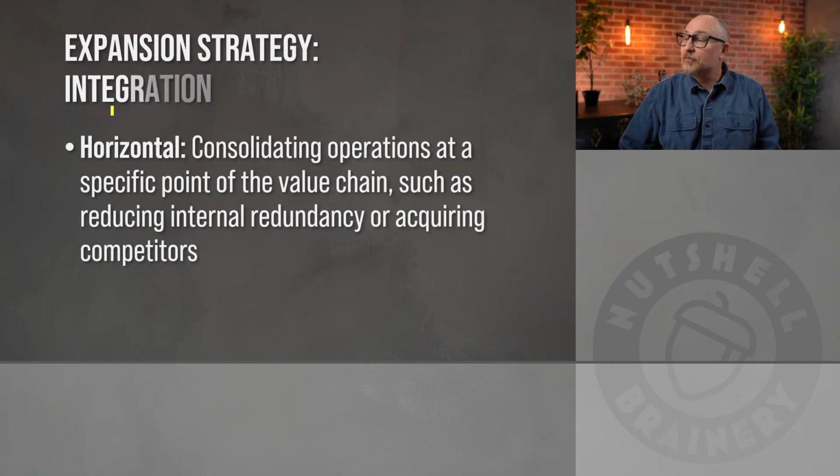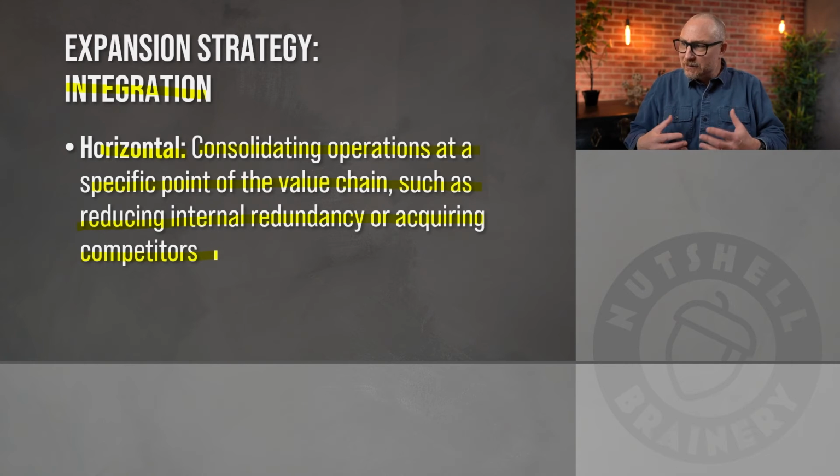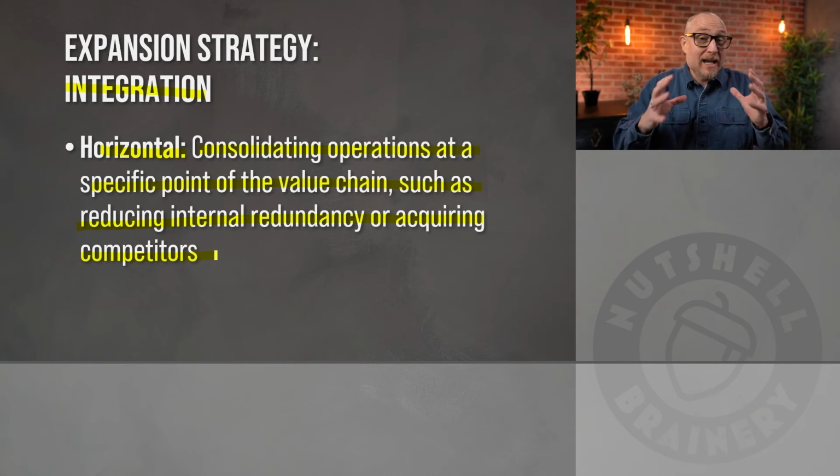Now, we also have horizontal integration. Horizontal is consolidating operations at a specific point of the value chain, such as reducing internal redundancy or acquiring competitors. So this means we are just looking at one aspect of our manufacturing capability. So let's say it's assembly. We're really good at assembly.